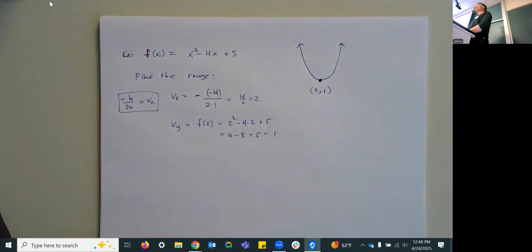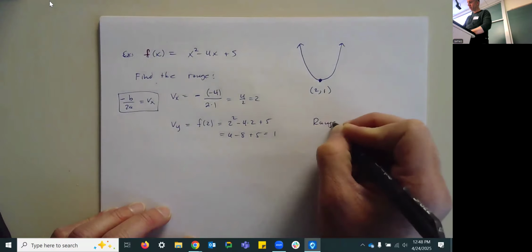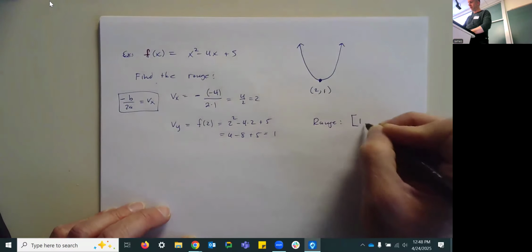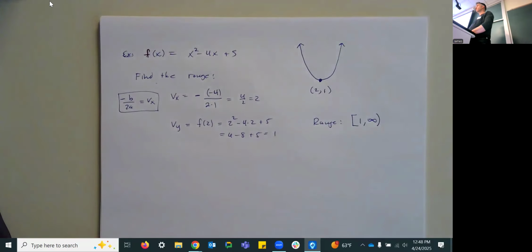So what's the lowest y value we get? 1. And every other y value is higher. So here the range would be everything from 1 inclusive to infinity, but nothing lower than 1. That function could never equal 0 or negative 1 or negative 3 or anything like that. It seems less likely that you'd be asked to do this, but not impossible.